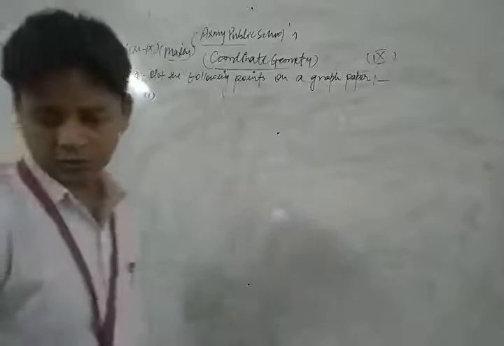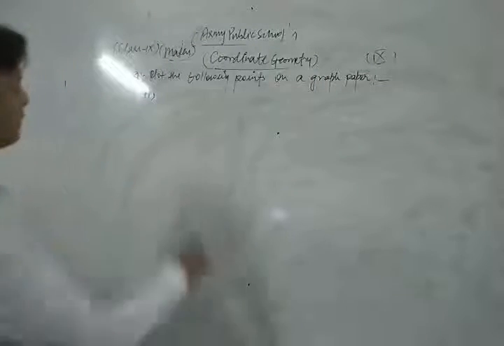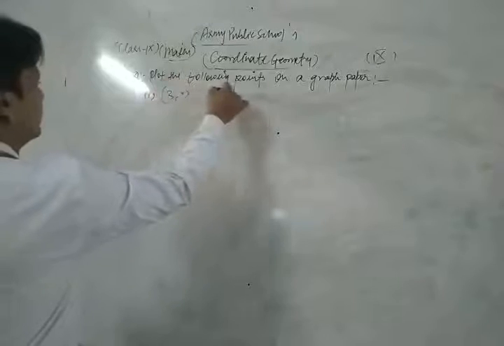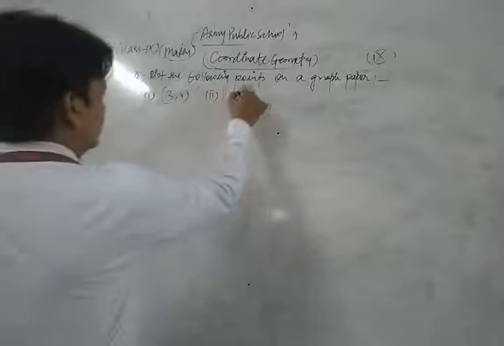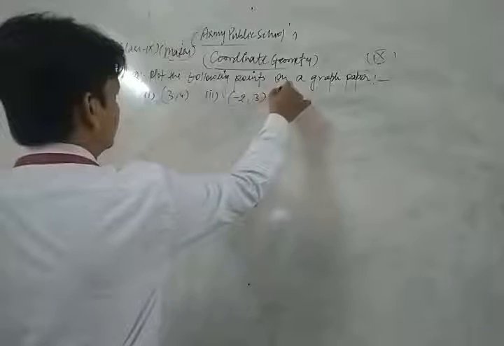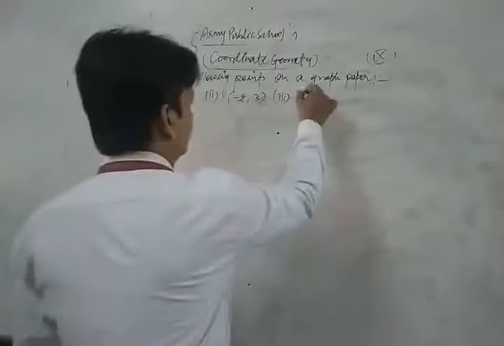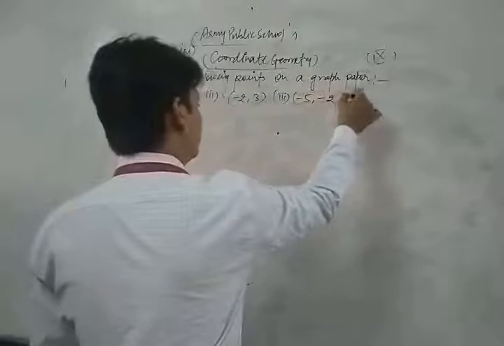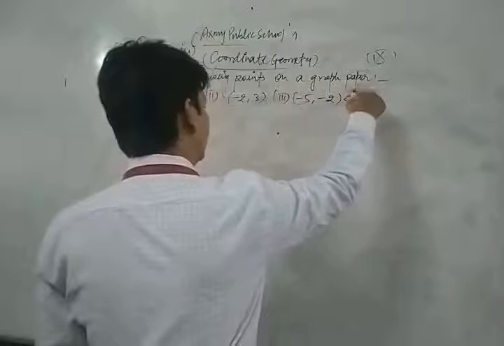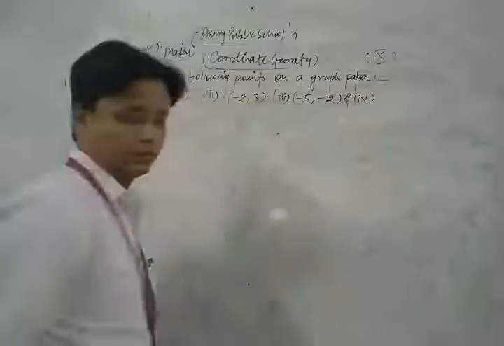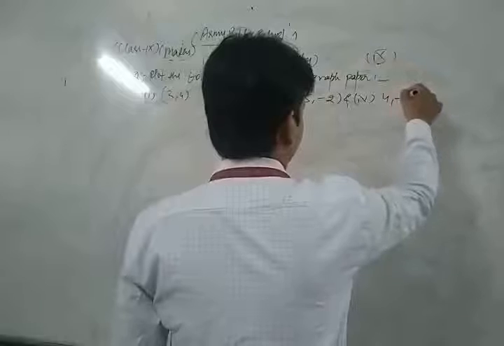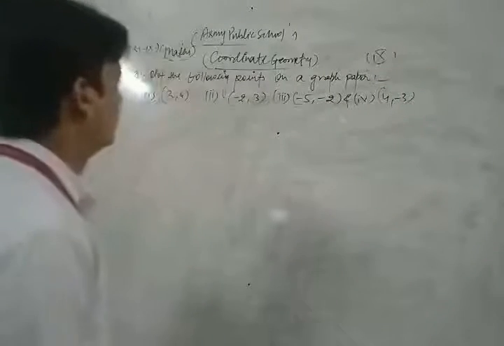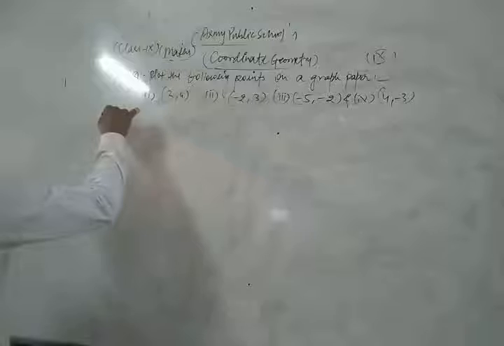The first part of this question is (3, 4). Second, (-2, 3). Third one is (-5, -2). And fourth is (4, -3). Now let's see its solution.